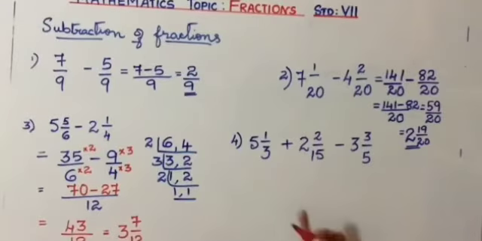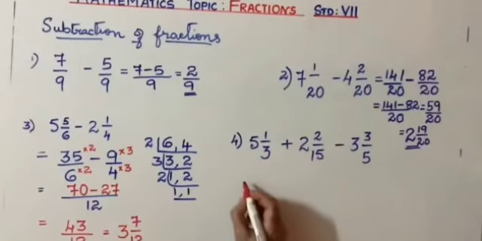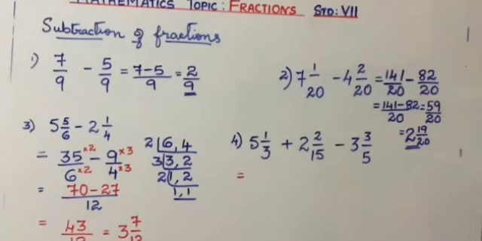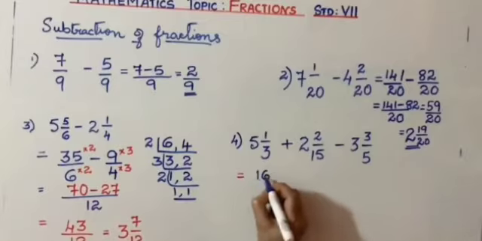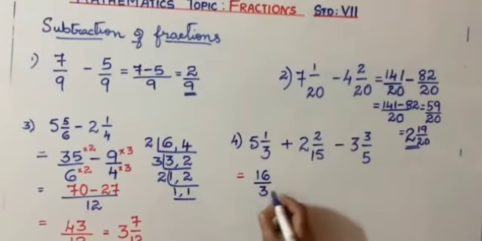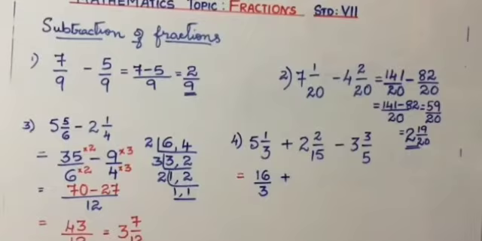Okay. Now here we have one mixed operation. That is both addition and subtraction we have. Let's see how to do this. Yes, start doing, children. Have you converted? Yes. So we have 16 by 3. Check.